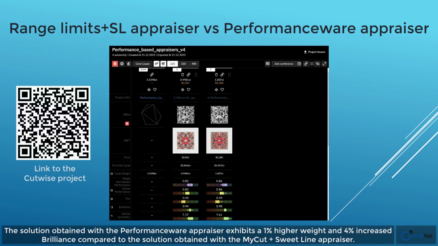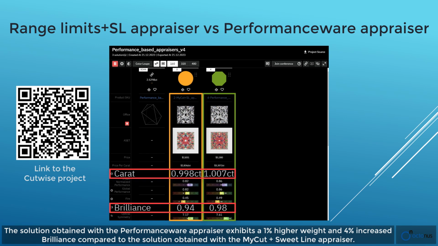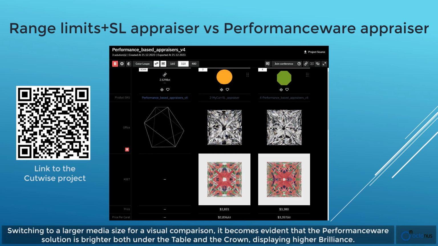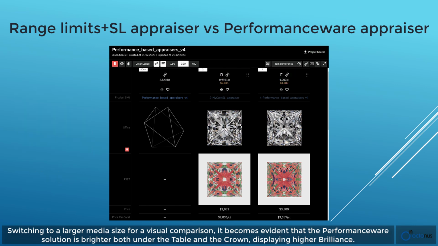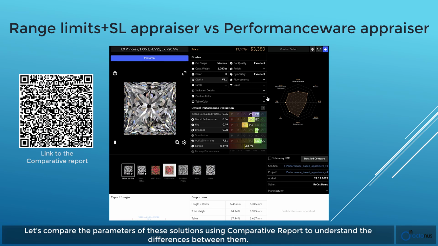The solution obtained with the Performanceware appraiser exhibits a 1% higher weight and 4% increased brilliance compared to the solution obtained with the MyCut plus Sweet Line appraiser. Switching to a larger media size for a visual comparison, it becomes evident that the Performanceware solution is brighter both under the table and the crown, displaying higher brilliance. Let's compare the parameters of these solutions using comparative report to understand the differences between them.